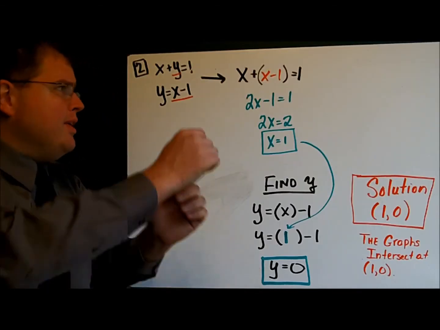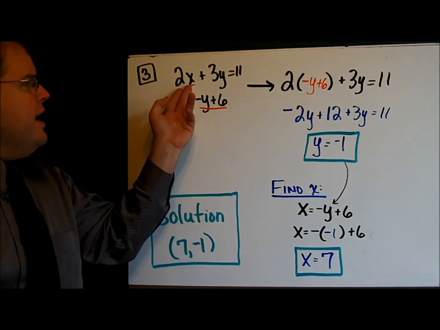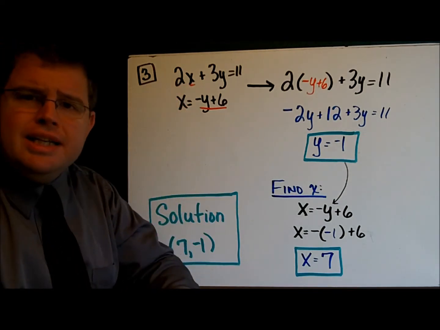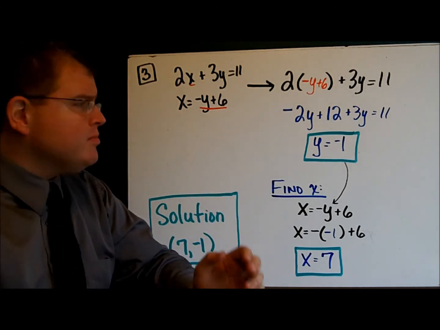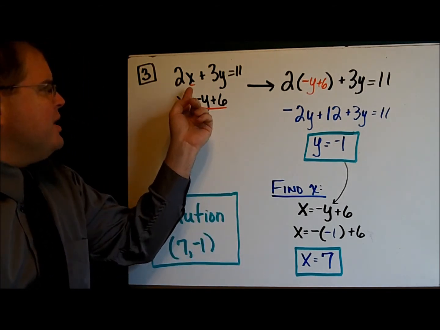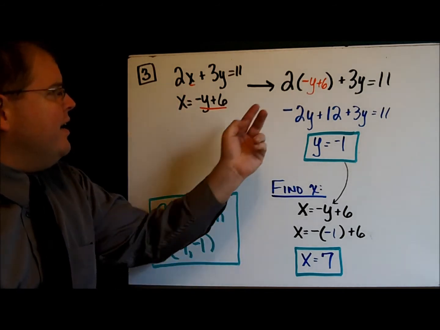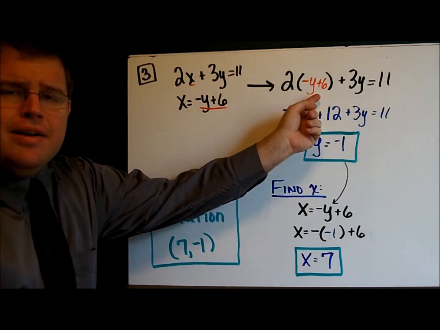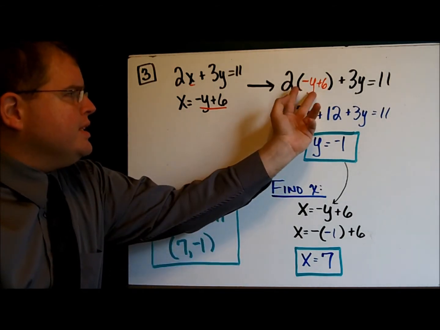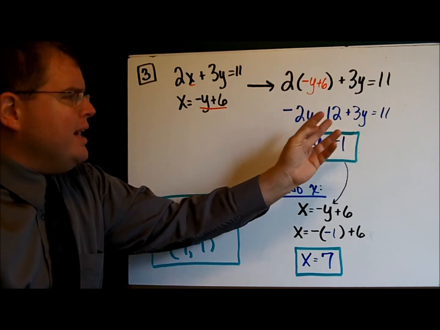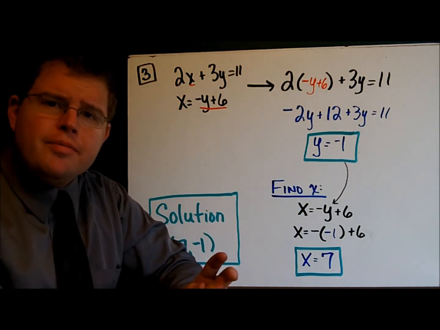Let's take a look and see how you did. On example 3, we have two equations, and our second equation is x equals negative y plus 6. Well, I can take out the x up here, substitute the negative y plus 6 in. So 2 times negative y plus 6 plus 3y equals 11. Use the distributive property, combine like terms and solve, we get y equals negative 1.